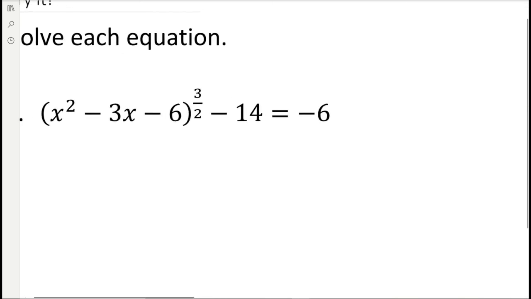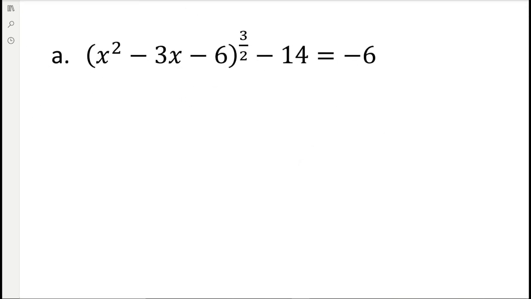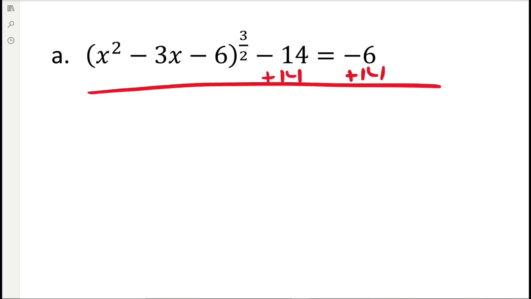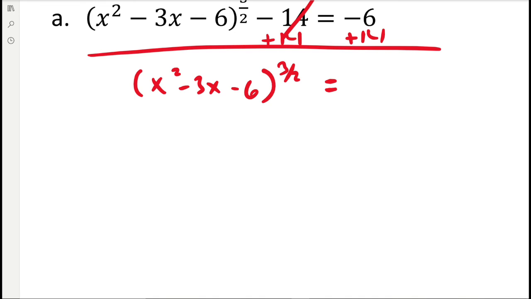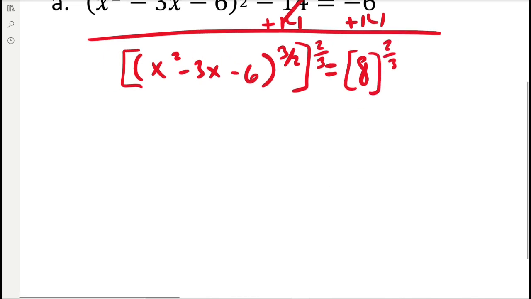All right, so let's look at this first problem. We're going to go ahead and add 14 to both sides just to isolate that radical. We get all of this raised to the 3 halves equals positive 8. I need to make sure this is correct. It's 14 minus 6 is 8. There you go, so 8. So now we got to get rid of the 3 halves. So I'm going to raise both sides to the 2/3 power. So now these cancel. I get x squared minus 3x minus 6 equals 8 to the 2/3 power.